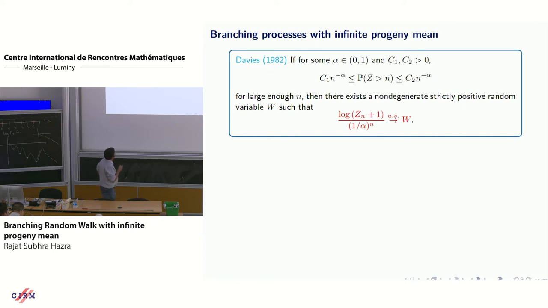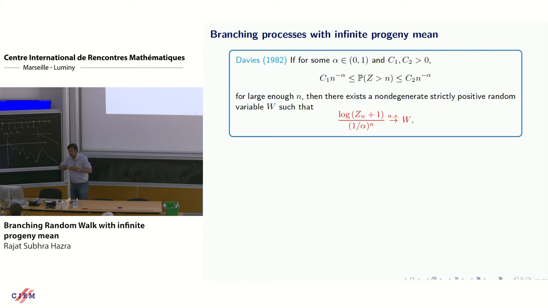So if you assume that the branching variable has roughly a power law tail, so you don't need a precise one, say n to the power minus alpha. And so if it is a power law tail, this assumption already says, because your alpha should be between 0 and 1, so the mean is infinite. In this case, the log of the number of particles in a generation plus 1 grows at the rate of 1 by alpha to the power n. So it's a double exponential growth. It's not only exponential, it's a double exponential growth.